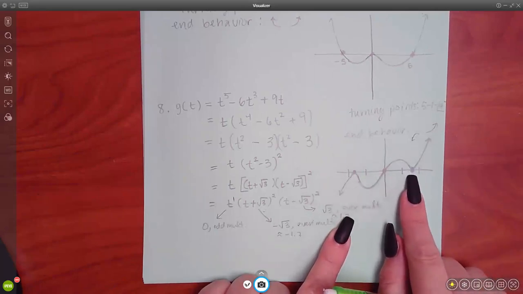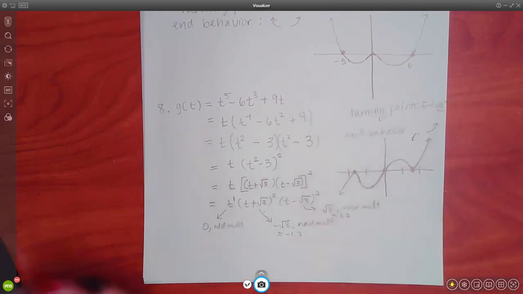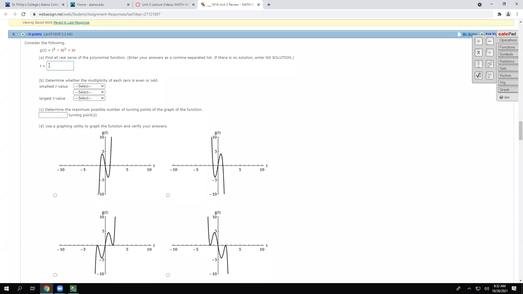1, 2, 3, 4 of them, right? 4 turning points. So it's okay. Let's go look at their graph. Theirs probably looks a lot prettier than mine, but it's okay. So here we got 0, square root.